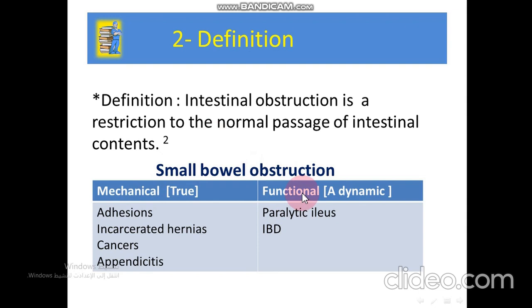Mechanical bowel obstruction can be caused by adhesions, incarcerated hernias or strangulated hernias, cancers, appendicitis. Functional bowel obstruction occurs in paralytic ileus, postoperative ileus after major surgery or laparotomy, and during attacks of inflammatory bowel disease, called IBD. These can cause attacks of bowel obstruction.